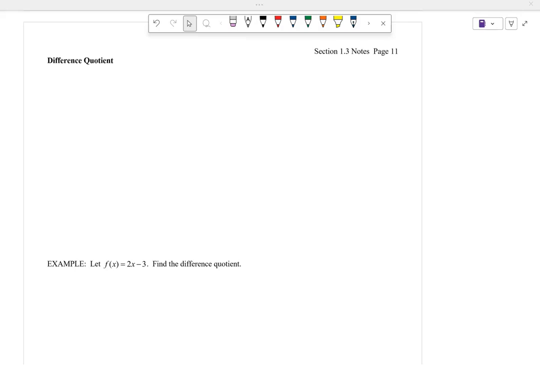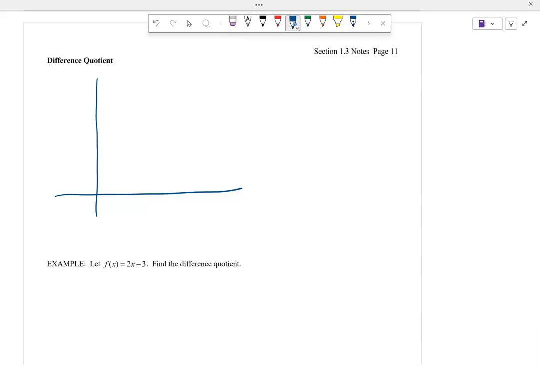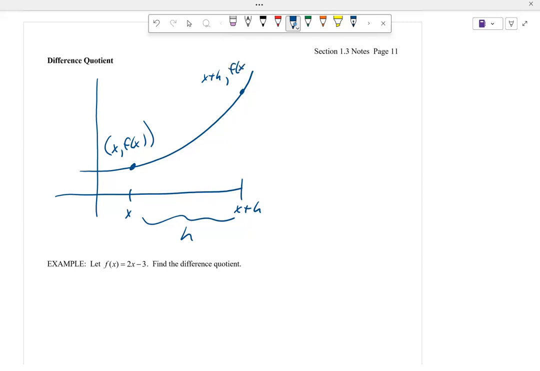Well, the difference quotient, this is actually a concept that you use quite a bit in calculus, and what it's used for is to find the slope of a secant line. So if I call this point x and I go out a distance of h, so this is x plus h, and let me put the points on here. I have x, f of x, and I have this point x plus h, f of x plus h.